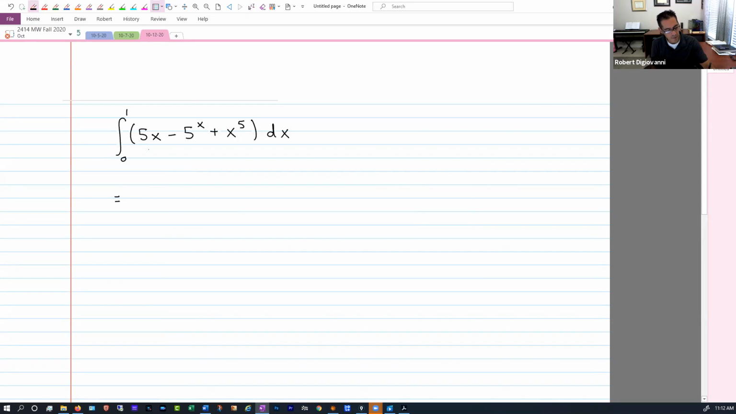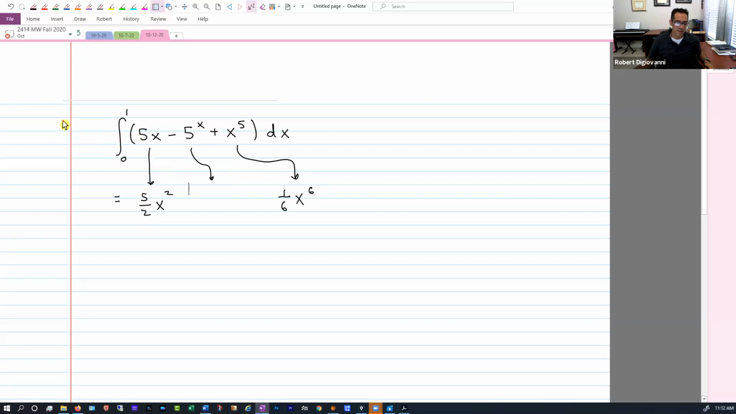So the antiderivative of 5x, we can do these individually because we have addition and subtraction. The 5 comes forward. The antiderivative of x is 1/2 x squared, so that'll become 5/2 x squared. Let me do the last one because most students will be okay with that one, plus 1/6 x to the 6th. What about this one though?